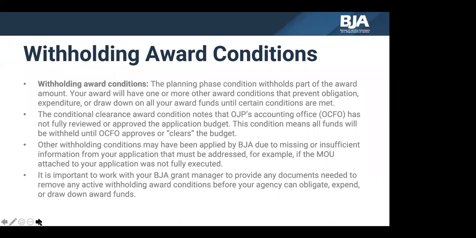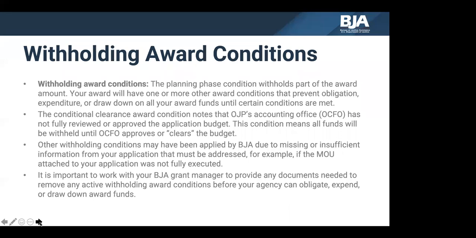Withholding award conditions. The planning phase condition we just discussed only withholds part of the federal award funds. However, your award will have one or more other award conditions that prevent obligations, expenditures, and drawdowns on all of your award funds until certain conditions are met. The Conditional Clearance Awards condition notes that OJP's Accounting Office, OCFO, has not fully reviewed or approved the application budget. This condition will withhold all funds until OCFO approves or clears the budget.